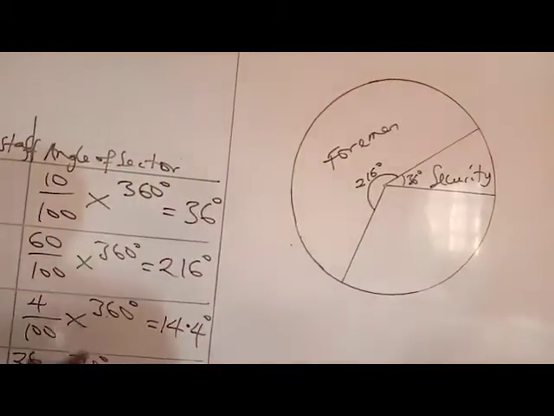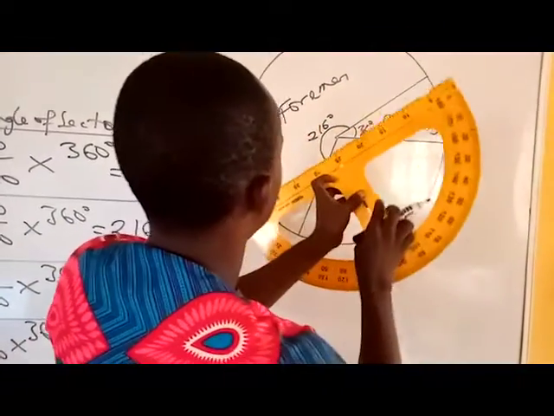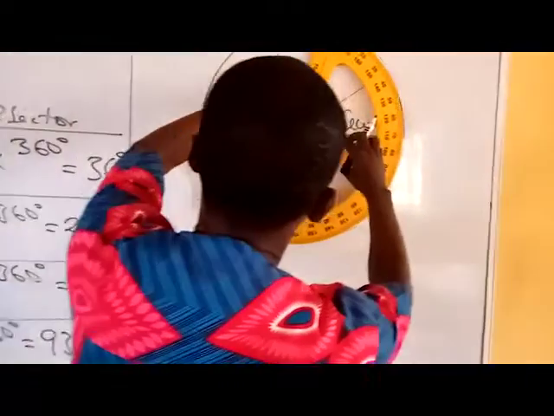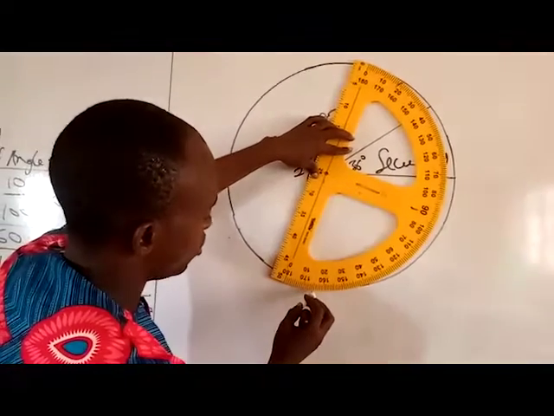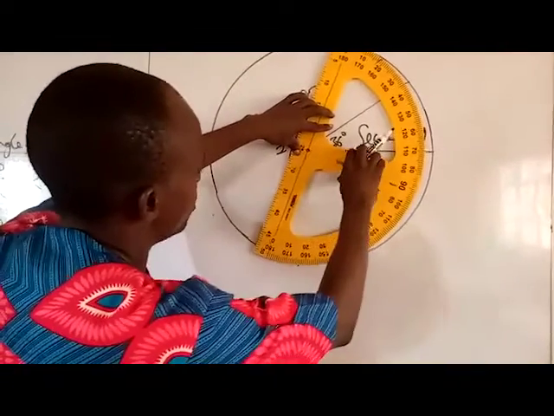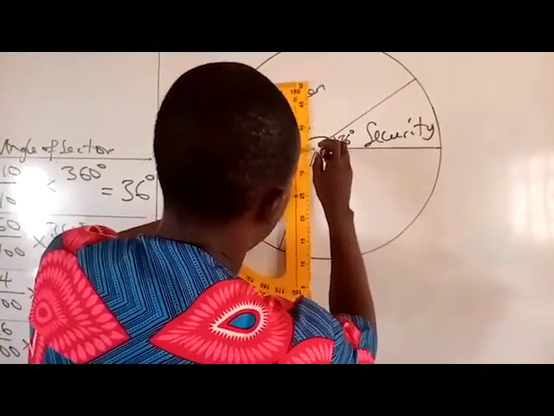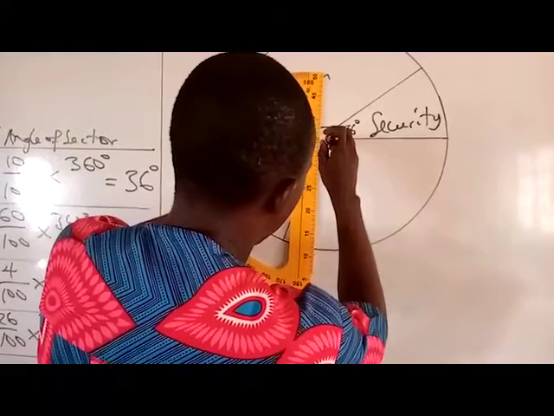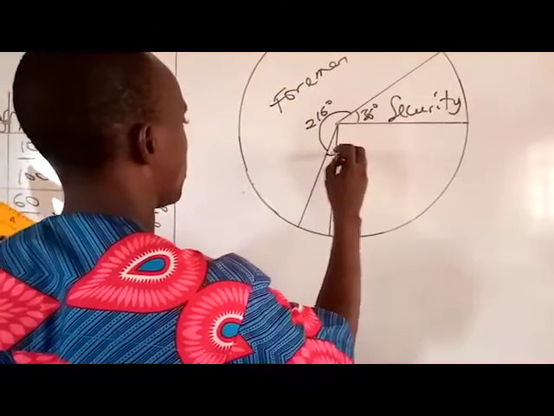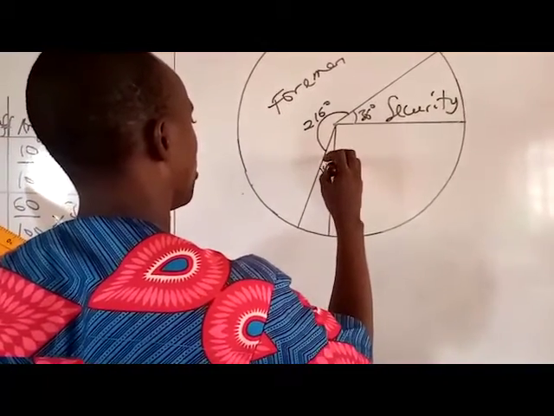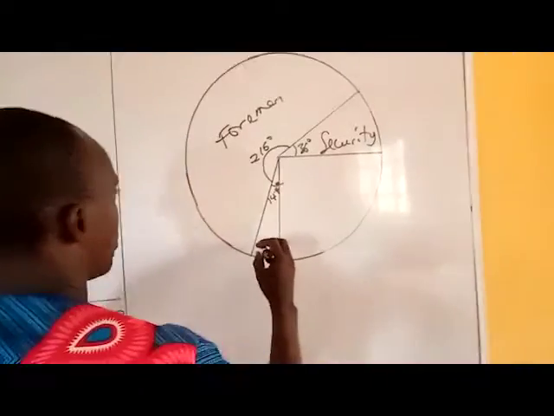Then for supervisors, 14.4 degrees. So I have to place my protractor like this and read my 14.4: 0, 10, 15, so 14.4 will be around this place. So I have this 14.4 degrees, and that's for supervisors.